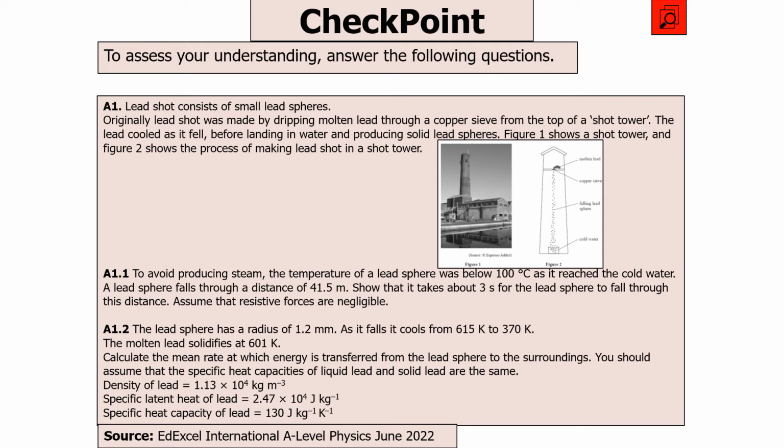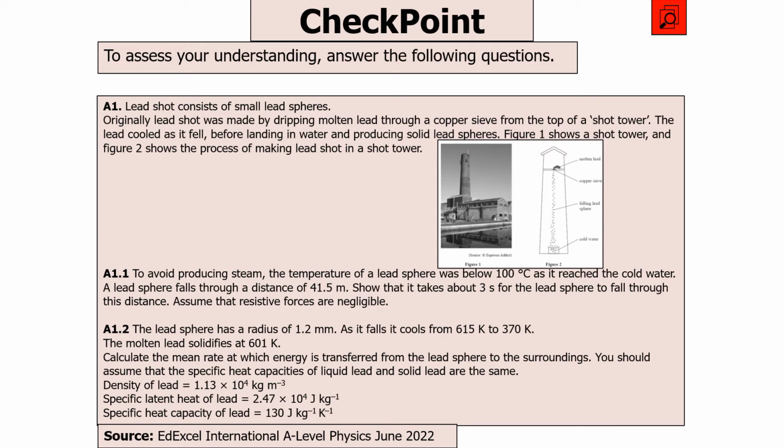Now, to avoid producing steam, the temperature of the lead was below 100 degrees Celsius as it reached the cold water. As the lead sphere falls through the distance of 41.5 meters, it takes 3 seconds for the lead sphere to fall this distance, assuming that resistive forces are negligible.